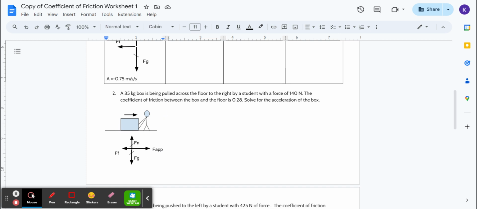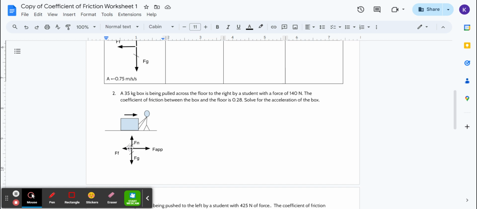Okay, we've got a 35 kilogram box. It's being pulled across the floor to the right by a student with a force of 140 newtons. This time the coefficient is known. The coefficient of friction between the box and the floor is 0.28. Solve for the acceleration of the box.